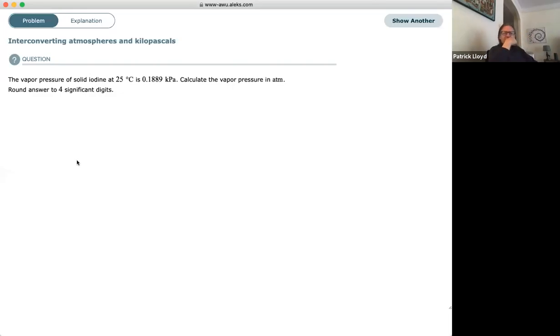There we go. Interconverting atmospheres and kilopascals. There you go, right? Now I had a tendency, in doing problems in textbooks, to round it to 101.3, but I think you want to use the 101.325 for this.